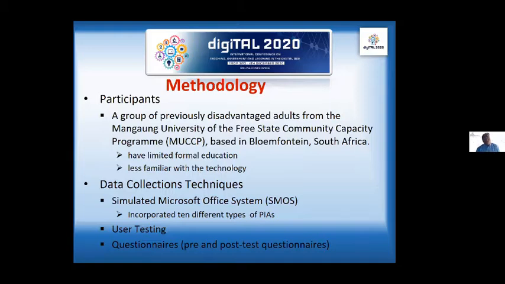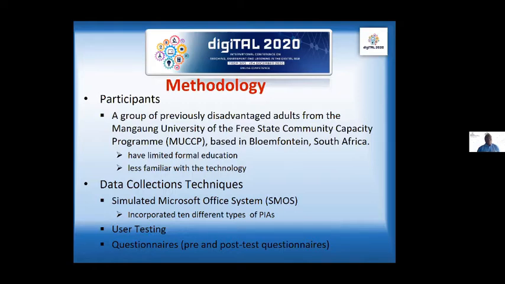Then in terms of methodology, the participants were a group of previously disadvantaged adults from the Mangaung University of the Free State Community Program, in a location in Bloemfontein, South Africa. Our target adults were those with limited formal education, and they were also less familiar with technologies.